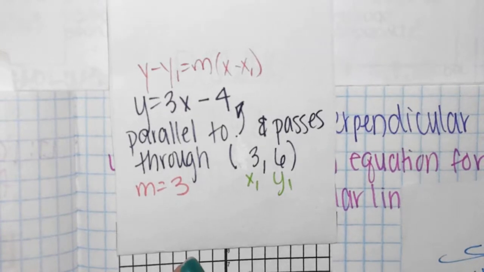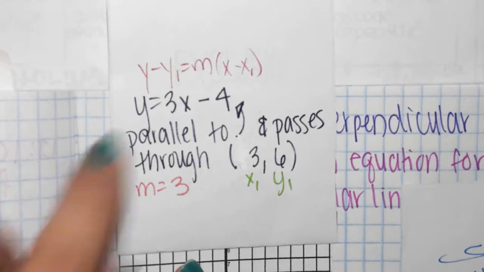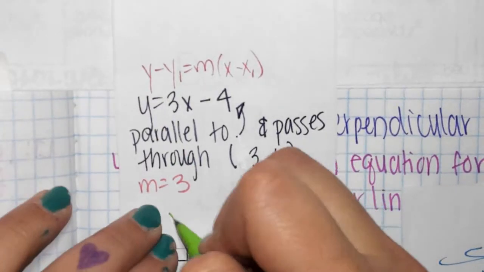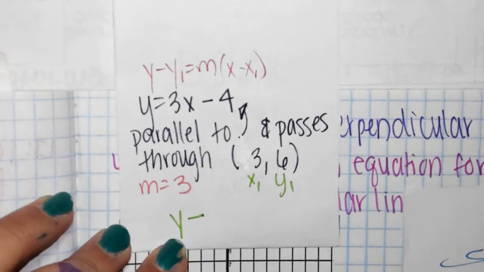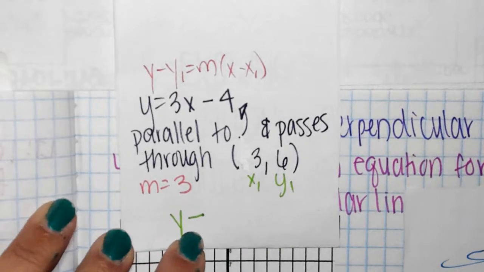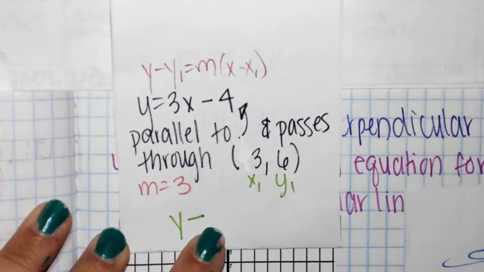Okay, so how would I write my information in point slope form? What would I start with? Y minus. Jordan, did I give you a point? You get a point. All right, y minus. What is y1, CJ? 6.